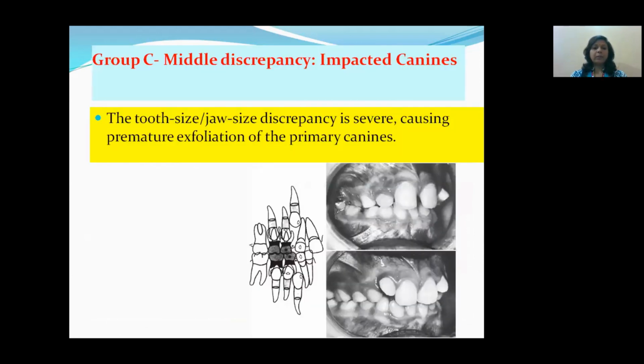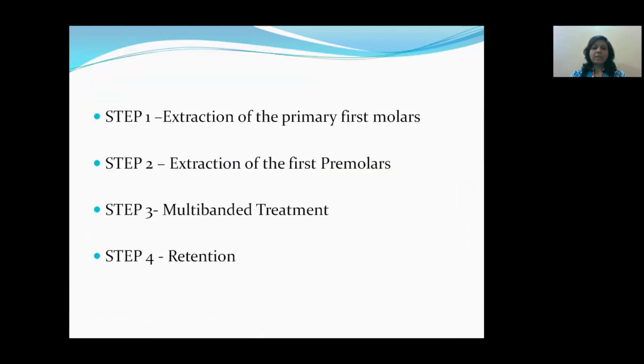Third group is group C, where midline discrepancy is present because of impacted canines. Here, the tooth size or jaw size discrepancy is severe, causing premature exfoliation of the primary canine, and there is loss of space for the eruption of the permanent canine. Hence, the extraction of the primary first molars, then extraction of the first premolars, because C has already been exfoliated, and multi-banded treatment and retention.